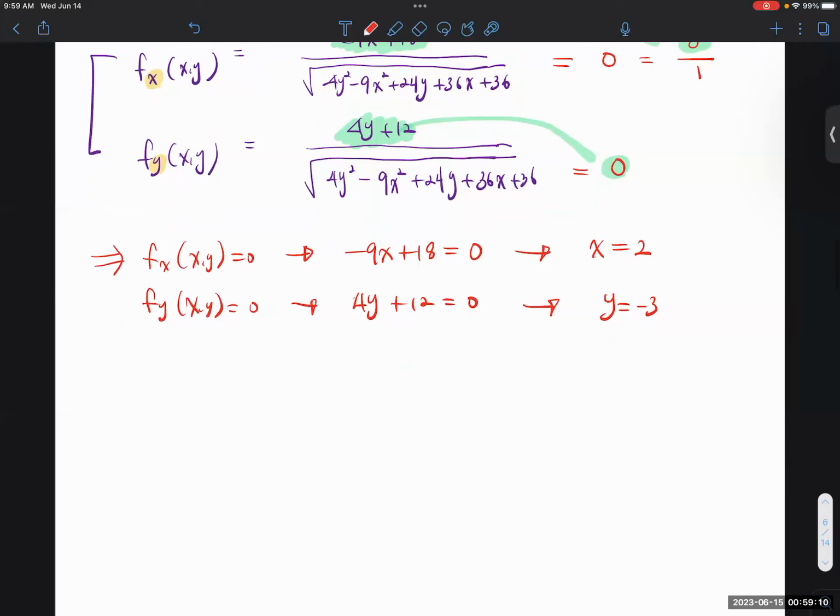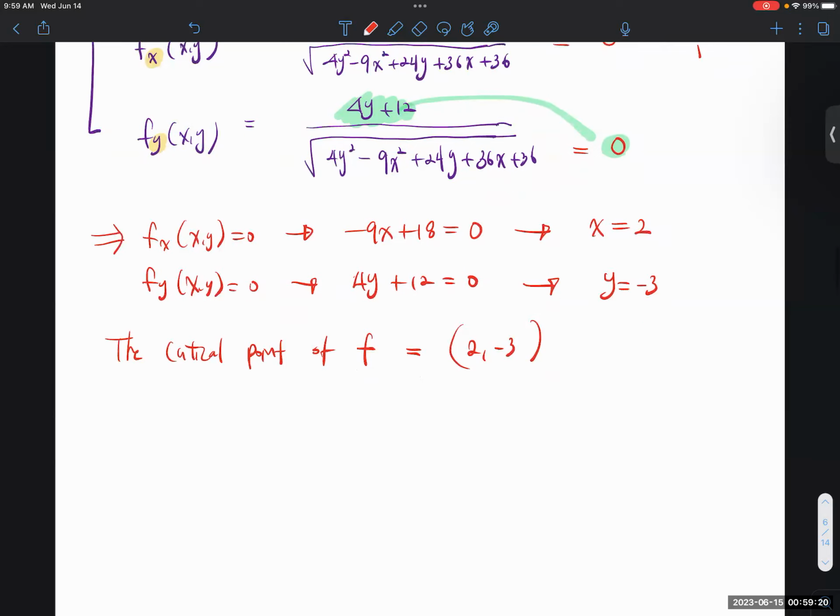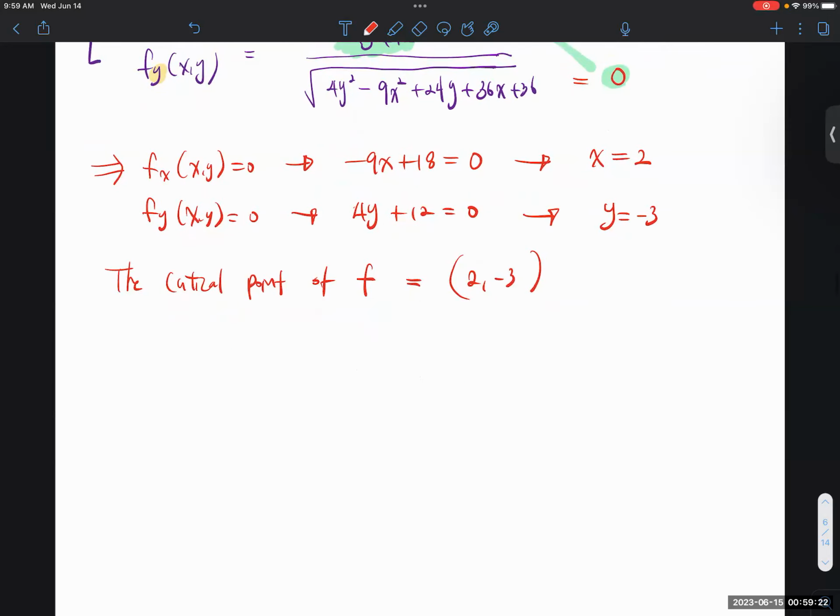So what does it mean? The critical point of this function is (2, −3). So at this moment, what happened? This function is going to give you either a local max or local min. Does it make sense, Chia? Okay, so I'm going to keep taking a look at more and more information.